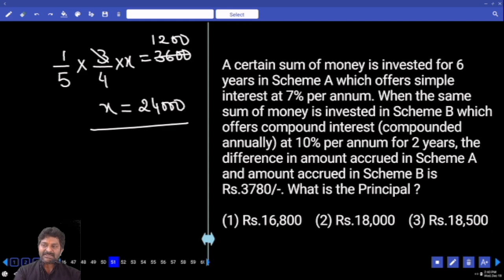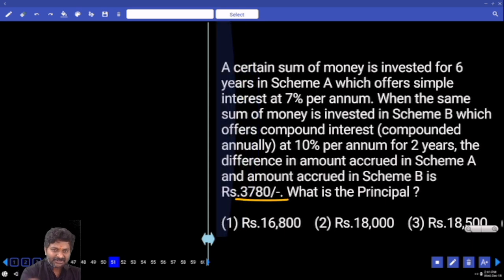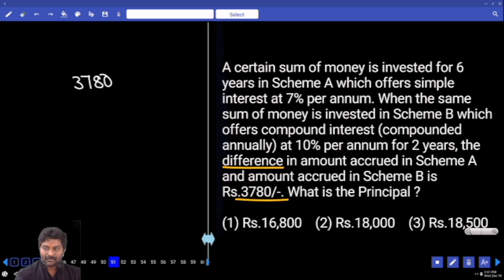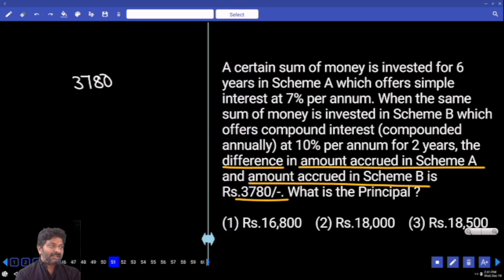A certain sum of money is invested for 6 years in scheme A, which offers simple interest at 7% per annum. When the same sum of money is invested in scheme B, which offers compound interest at 10% per annum for 2 years, the difference in amount in scheme A and that in scheme B is 3780. What is the principal? 3780 is the number given in the question. What is this? Difference. Difference of what? Amount in scheme A and amount in scheme B.